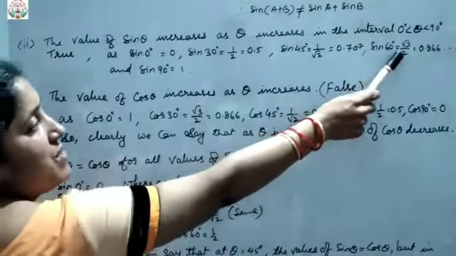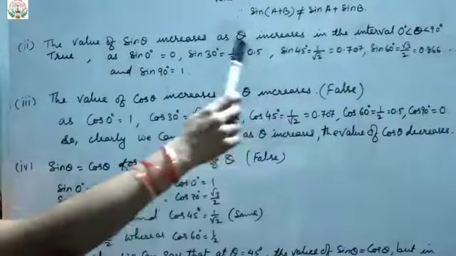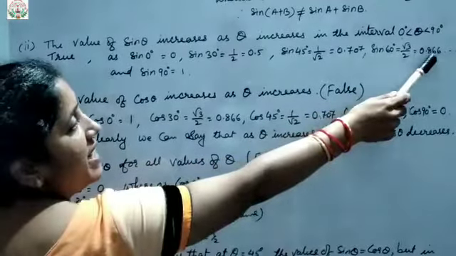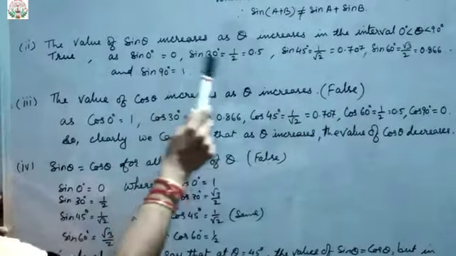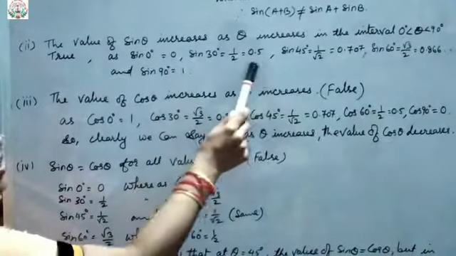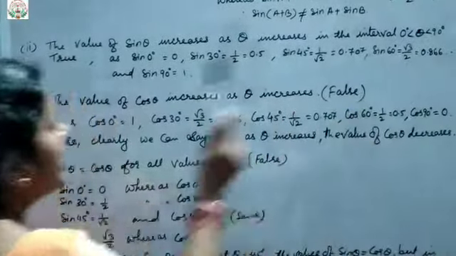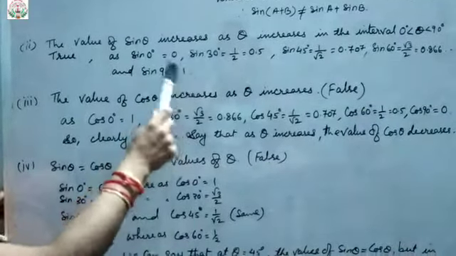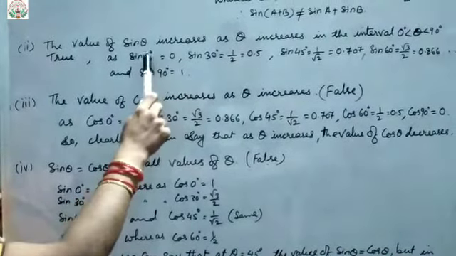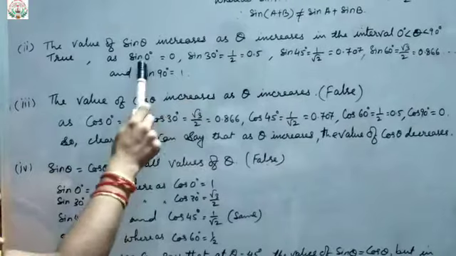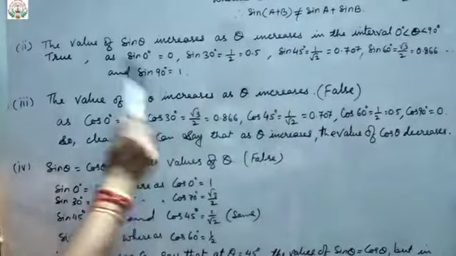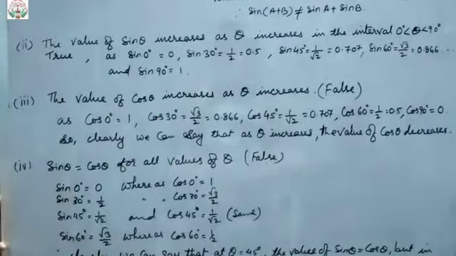Now sin 60 means root 3 upon 2. When you simplify, you will get 0.866. Means you can see the number is going on increasing. 0, then 0.5, then 0.7, then 0.8, and then sin 90 is 1. So as the theta increases, value of sin theta also increases. That's why this is true.